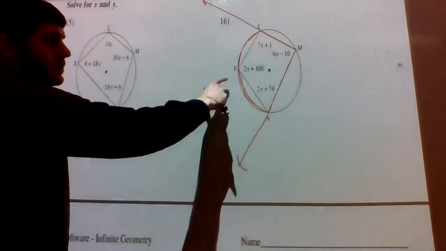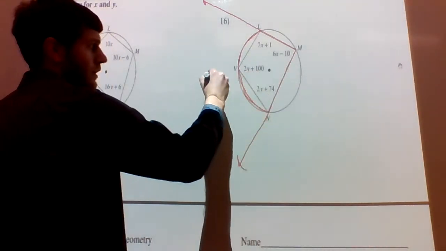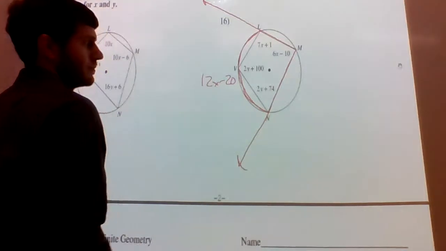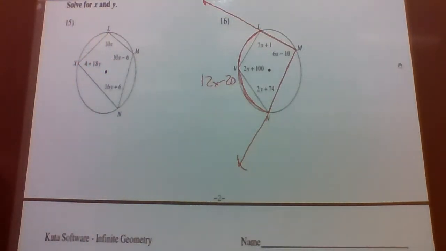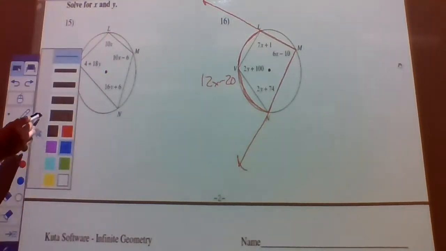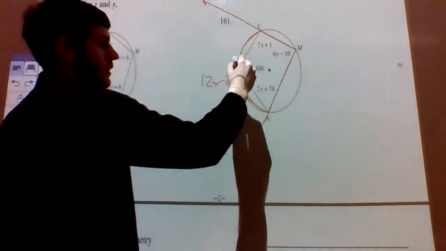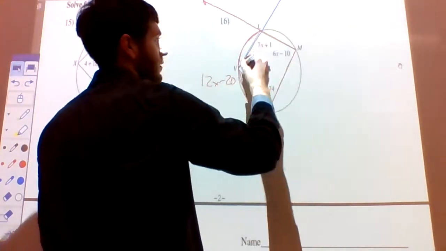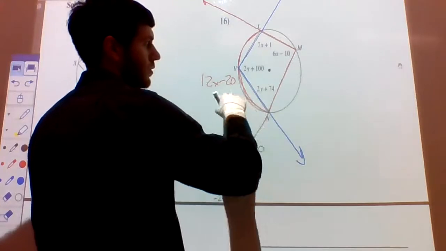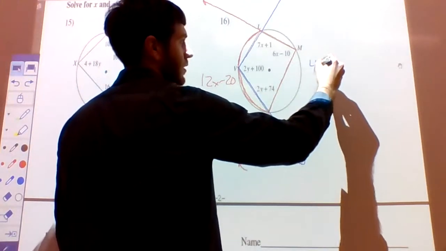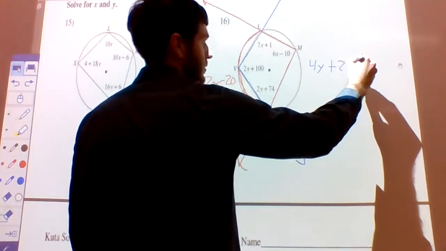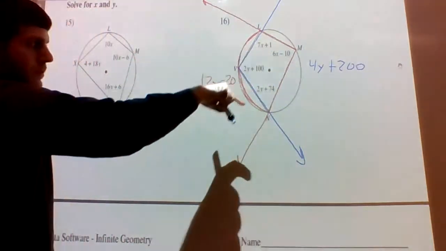All right, so that's 2 times 6x minus 10, which is going to be 12x minus 20. Looking for the blue here. And I didn't realize these problems were like this, these last two. So double that, that's going to be 4y plus 200. Okay. Got to distribute the 2 out.